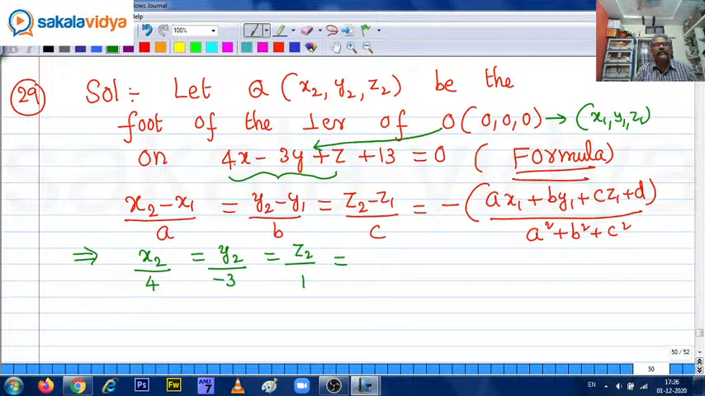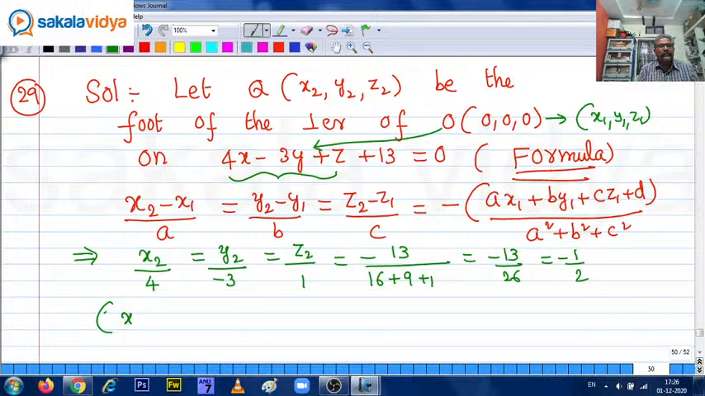Substituting x as 0, y as 0, z as 13, you will get minus 13 upon a square. A square is 16 plus minus 3 square 9, plus 1 square 1. This is minus 13 upon 26, which is minus 1 by 2. Now you can find x2, y2, z2, which is Q, equal to 4 upon minus 2, minus 3 by minus 3 into minus 1 by 2, 3 by 2. This will be minus 1 by 2.